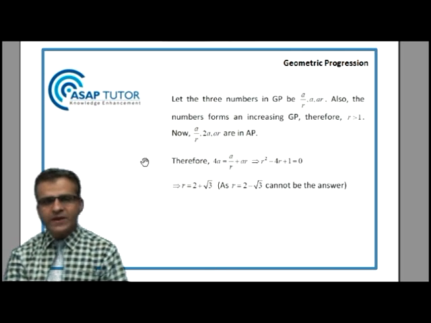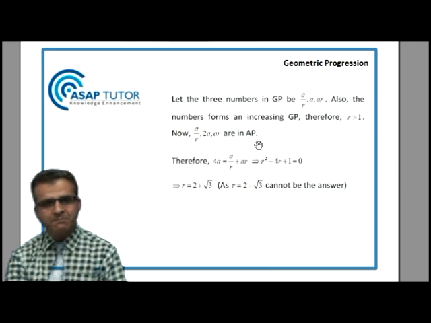Now since we want to take the three numbers in a GP, we'll take the three numbers as a/r, a and ar. And it's an increasing GP, so r is greater than 1. Now according to the question, if we double the second term, that is a becomes 2a, then the progression will be a/r, 2a and ar, and it is in AP.